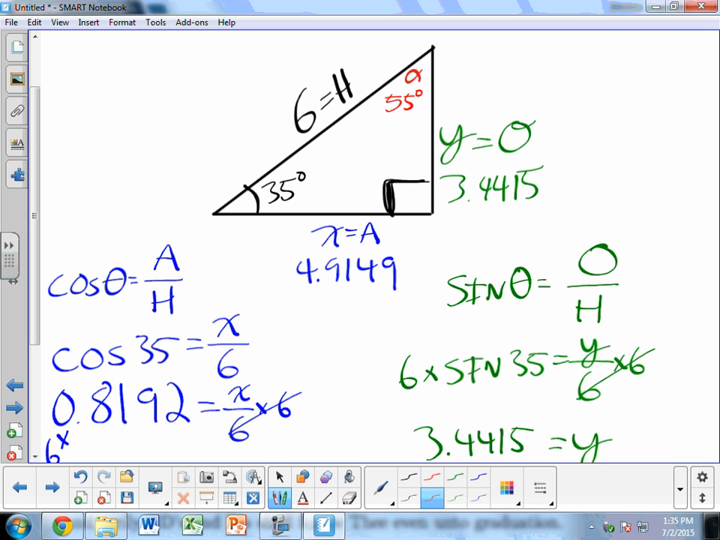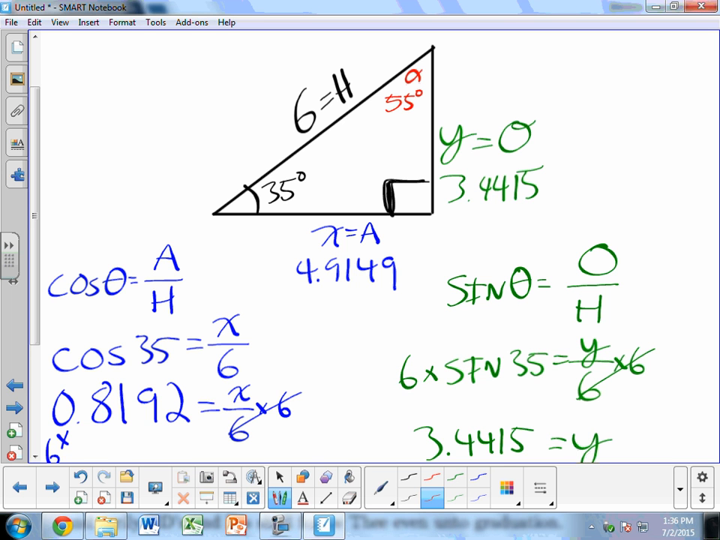And this makes sense, because if you've heard of it before, the law of sines says that the biggest angle will be opposite the biggest side, and the smallest angle will be opposite the smallest side. This is true because the biggest angle is 90 degrees and it's opposite the side of length 6. 55 is the medium and it's opposite the medium side, which is side x, the 4.9149. And 35 is the smallest angle, which is opposite the smallest side. And we'll get into those laws later, the law of sines and law of cosines.